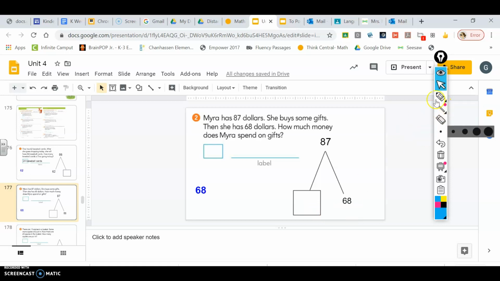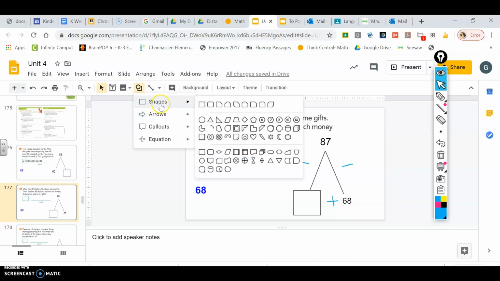So then we can add in our minuses and our pluses. We know we can do 87 minus 68, or 68 plus what equals 87. Today we're working on our adding up method, so we're going to use circles and 10 sticks starting at 68 to get to 87. So I'm going to grab a shape and see if this will work.